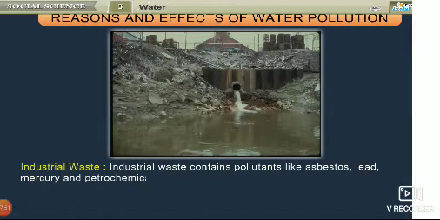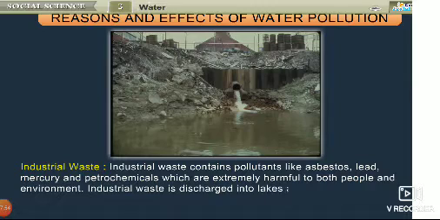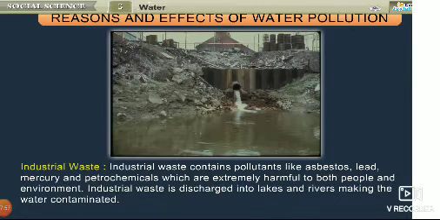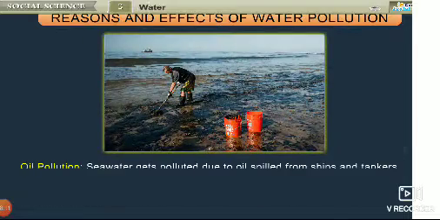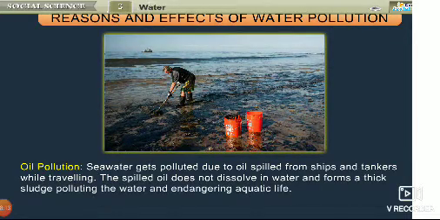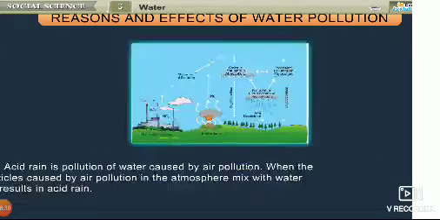Industrial waste. Industrial waste contains pollutants like asbestos, lead, mercury, and petrochemicals, which are extremely harmful to both people and environment. Industrial waste is discharged into lakes and rivers, making the water contaminated. Oil pollution. Seawater gets polluted due to oil spilled from ships and tankers while traveling. The spilled oil does not dissolve in water and forms a thick sludge, polluting the water and endangering aquatic life.